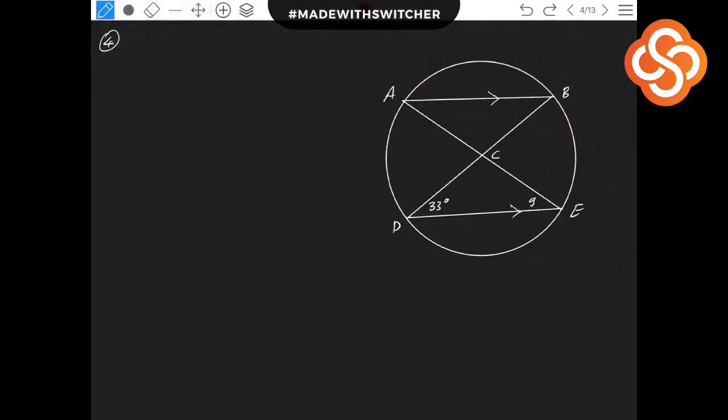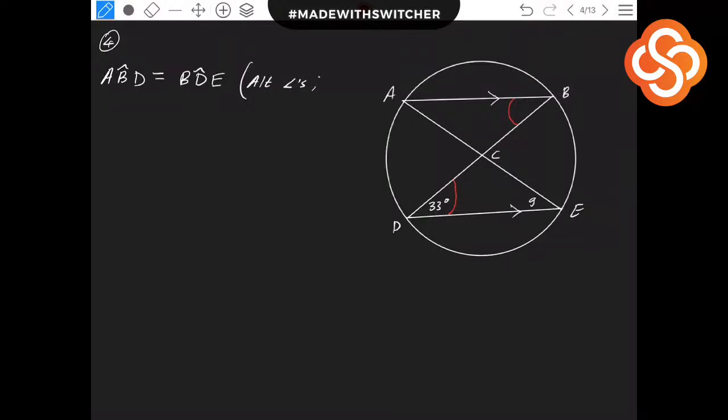So what am I saying here? This angle is going to be equal to that angle there. That's basically what I'm saying, and the reason for that is the alternate angles. Let me put it in writing. ABD is equal to BDE. The reason for this is alternate angles, so I'm going to say alt angles.